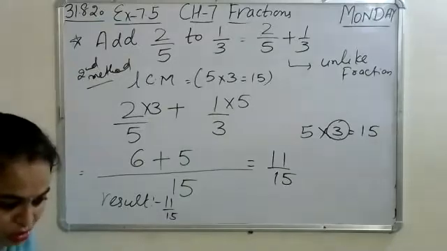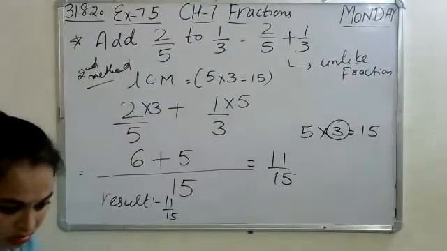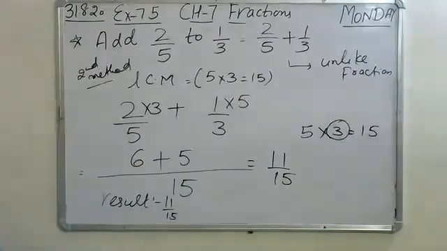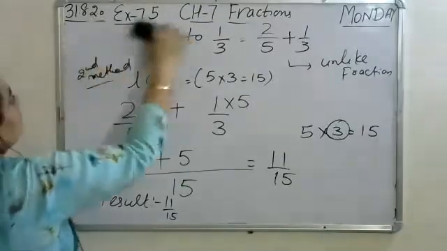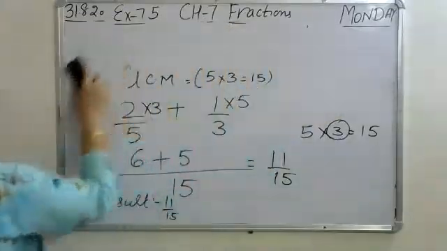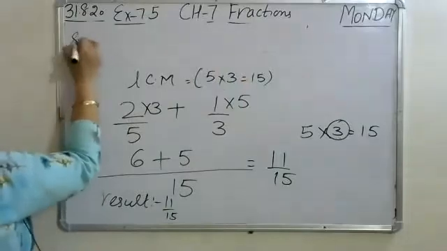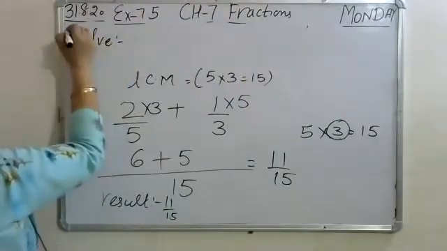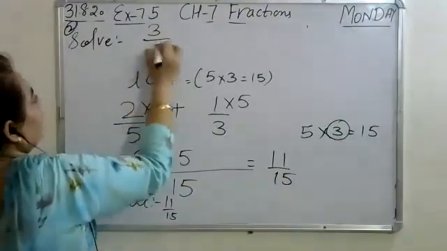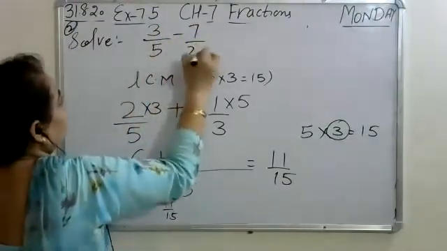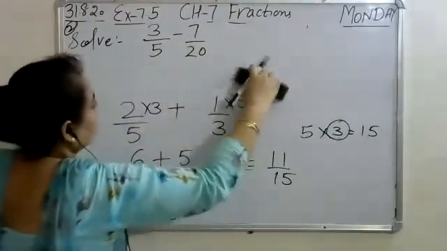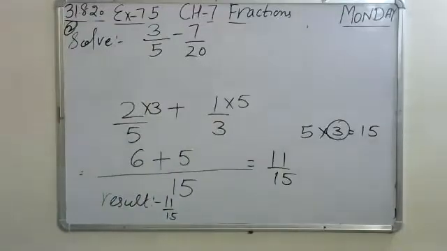Now come to the next question. Sonam, are you unmuted? Yes. Sonam, solve. This is the next question. Solve 3 by 5 minus 7 by 20. Now tell me, how can you solve this sum?